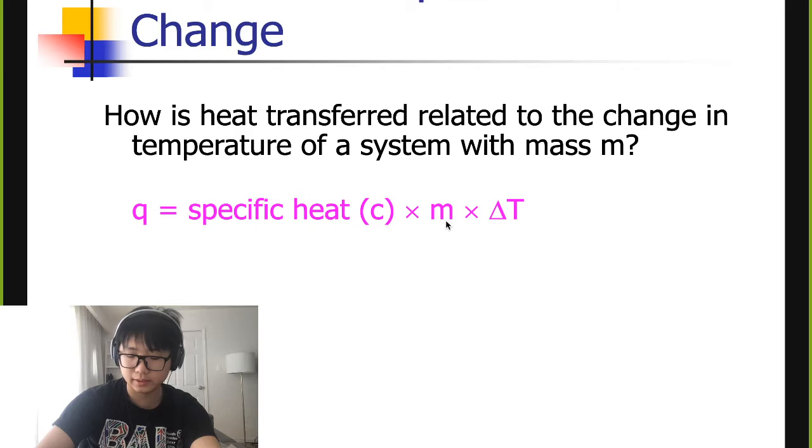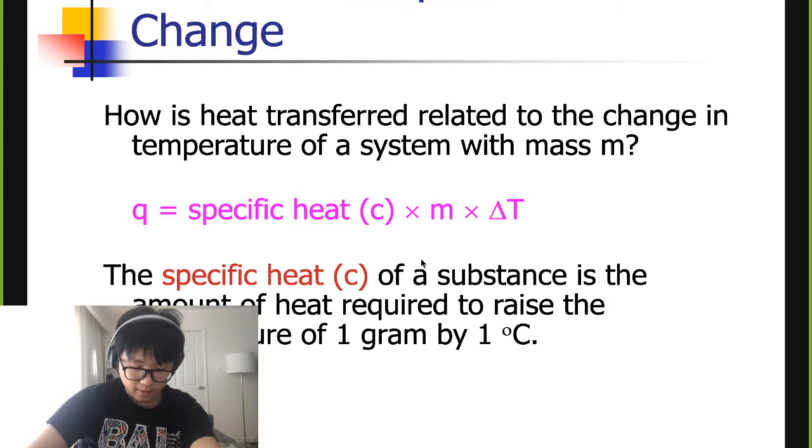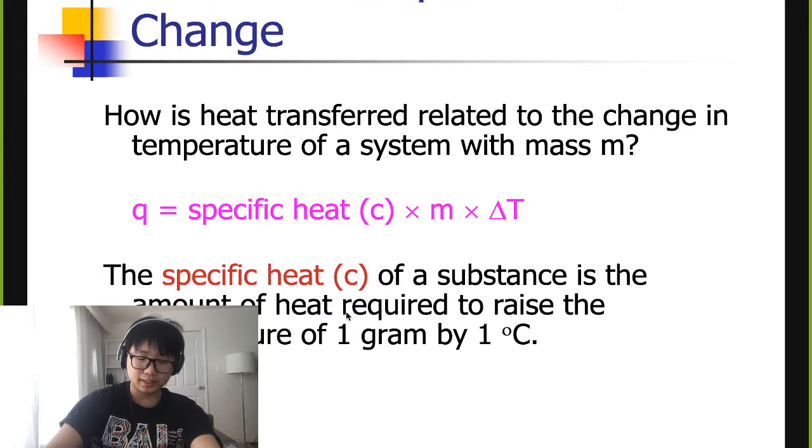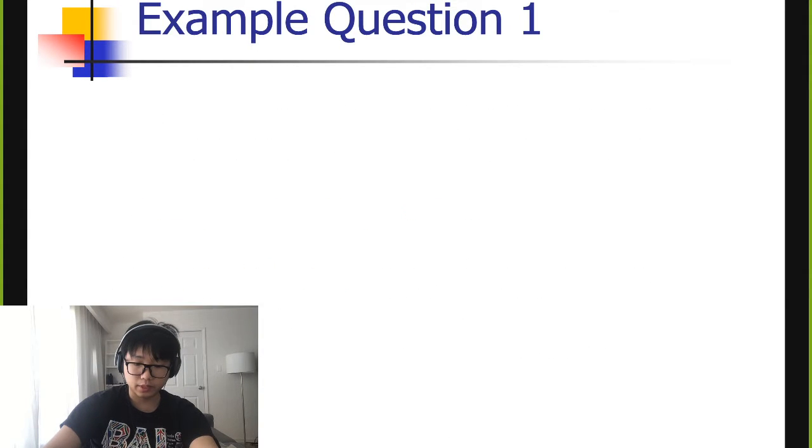So they wrote it as Cm delta T, but multiplying things, I think just rolls off the tongue better when I say mc delta T, because like mc square, mc. The specific heat C of a substance is the amount of heat required to raise the temperature of 1 gram by 1 degree Celsius. So I think I've said that definition multiple times now.